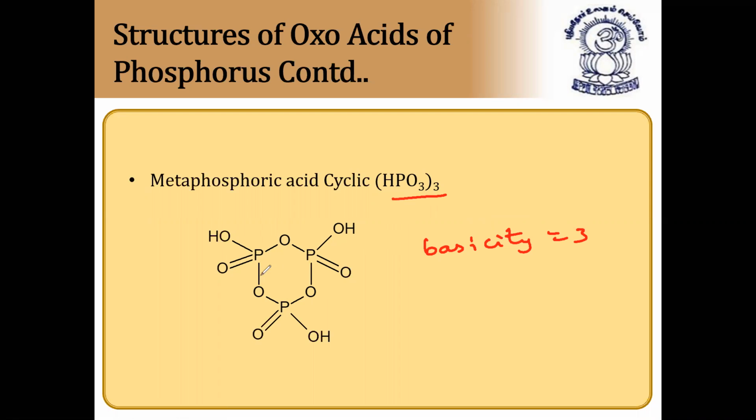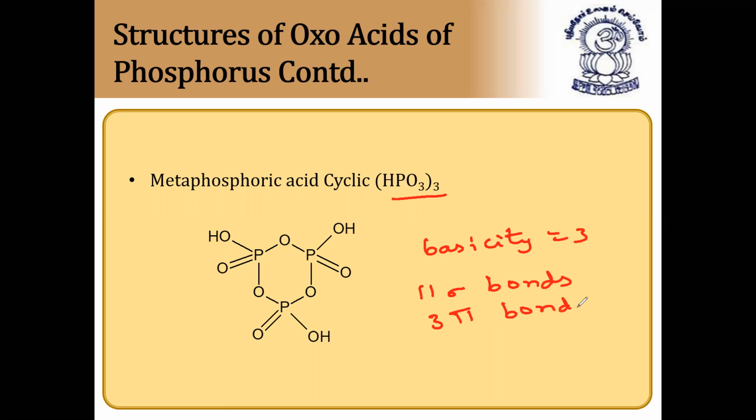How many sigma bonds and pi bonds are present in HPO3 taken thrice? They can also ask this. So the number of sigma bonds: 1, 2, 3, 4, 5, 6, 7, 8, 9, 10, 11. So 11 sigma bonds. And how many pi bonds? 3 double bonds are there, so 3 pi bonds.